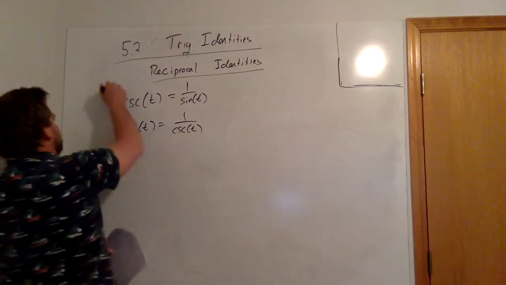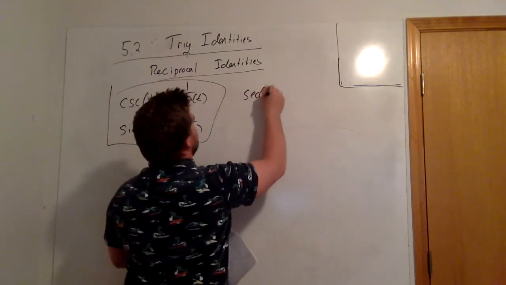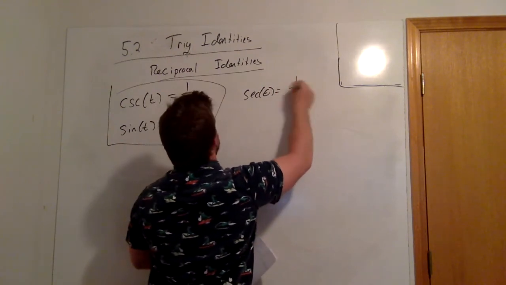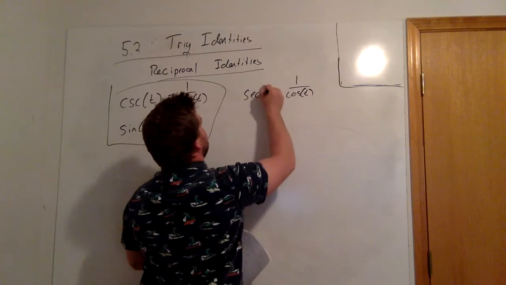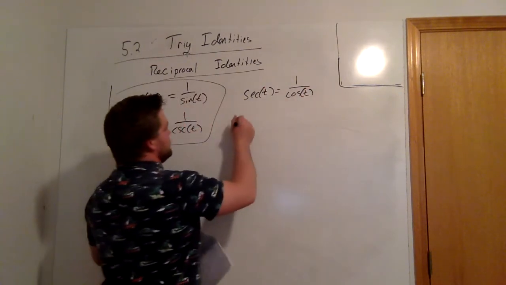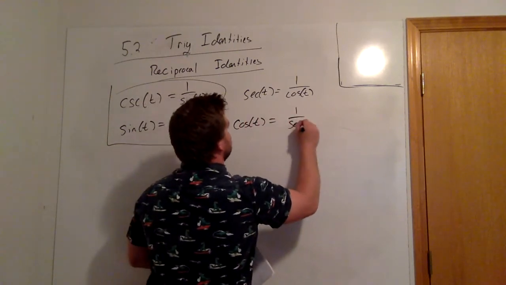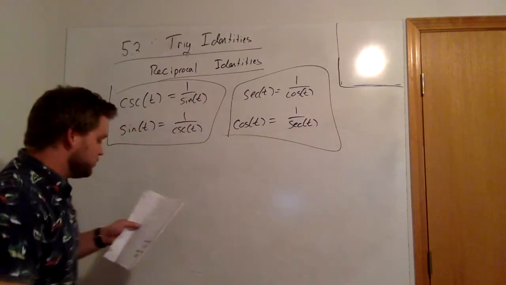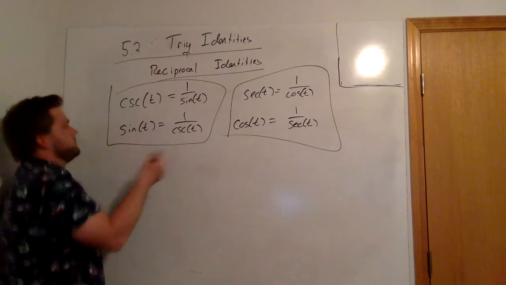Let's put these together. We also have that secant of t is the reciprocal of cosine, so it's 1 over the cosine of t. You could put thetas or t's, it's fine. Similarly, cosine of t is 1 over secant of t. And there are three more reciprocal identities I'm going to write up.